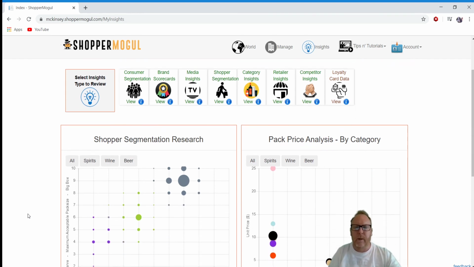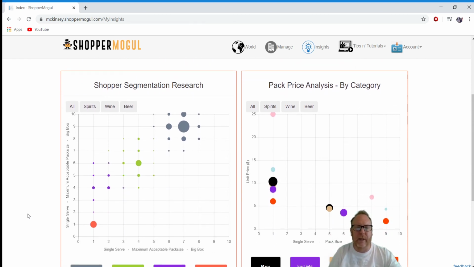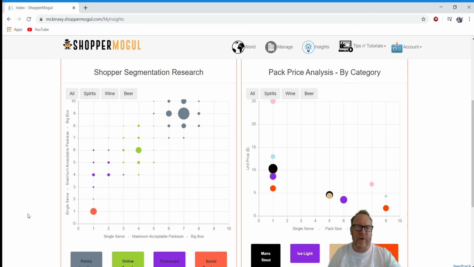Now, consumer goods companies, their revenue managers, their pricing directors, they spend a lot of time looking at shopper research because when you're setting your pack price strategy, it's really driven by understanding why are people going into shops? Why are they picking up the products? Where are they more demand elastic? Where are the biggest opportunities? Now, all of that's captured in Shopper Mogul within these shopper segmentation charts.